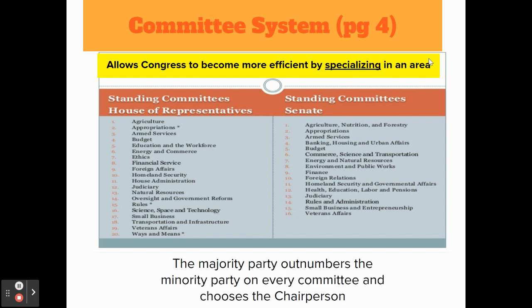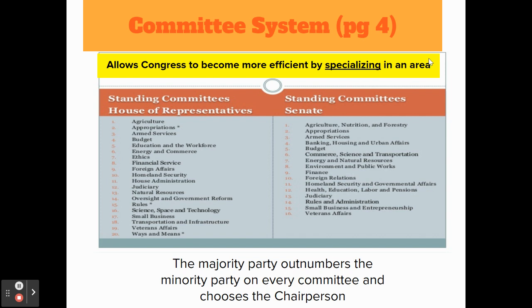Also, one of the parts of the guided notes packet is how is the composition of each committee determined? Well, whatever political party has the advantage in that house will determine who has the advantage on every committee. So right now, the Democrats have the advantage in the Senate, and the Republicans have the advantage in the House. So that means on all the committees on the House side, which on this graphic is on the left-hand side, there would be more Republicans than Democrats on all those committees.